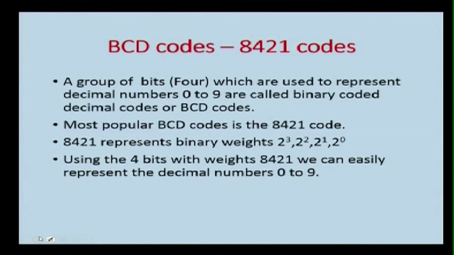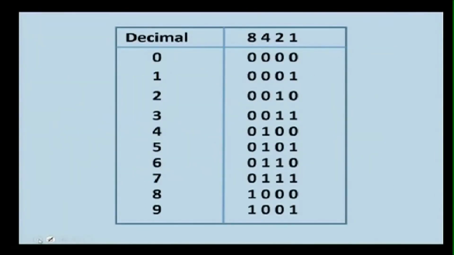8421 represents binary weights 2 to the power 3, which is 8, 2 to the power 2, which is 4, 2 to the power 1, which is 2, and 2 to the power 0, which is 1. So that is what 8421 means. Using the 4 bits with weights 8421, we can easily represent the decimal numbers 0 to 9. To understand this, you can look at this table.